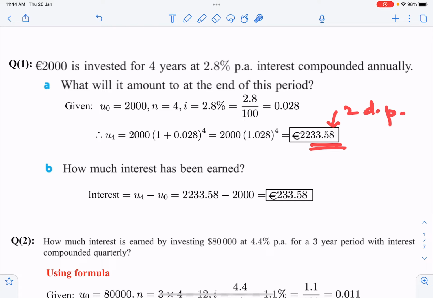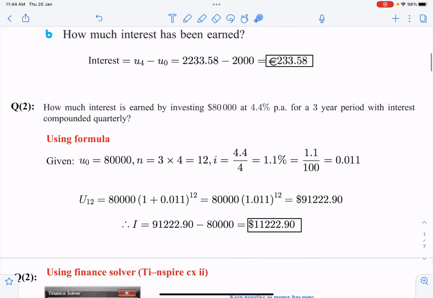Then the second part says how much interest has been earned. Only the interest part. So interest is equal to U4 minus U0, which will be 2233.58 minus 2000. So it will be 233.58 euros. I hope you understood this part. I have done this using the formula. I'll show you using the financial solver also.